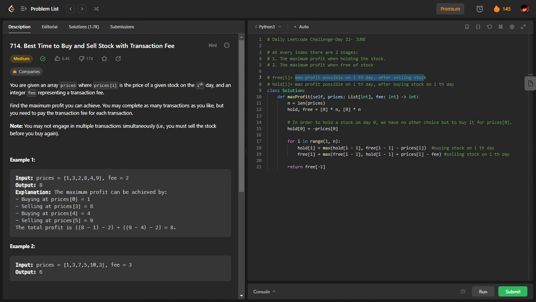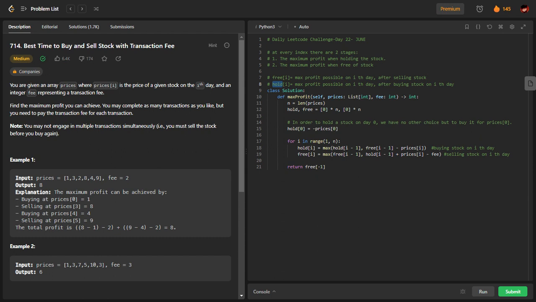So we had a stock, and when I come to free of I, that means whatever stock I had, I will always sell it. That's the basic idea. The other one is hold of I, which is the maximum profit possible on the ith day after buying stock on the ith day. So if I am free of a stock, I will always buy the stock.